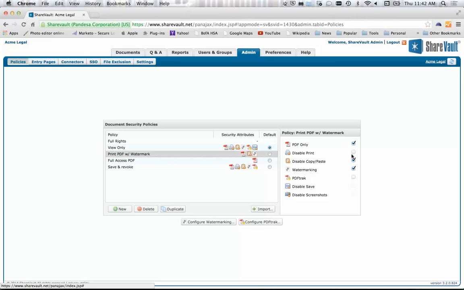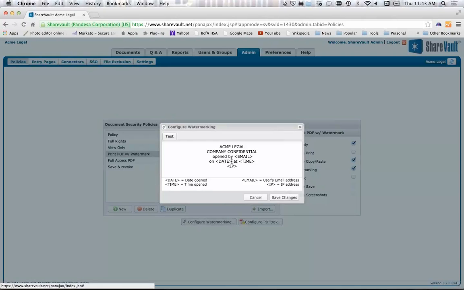To that end, ShareVault can keep documents in encrypted PDF. ShareVault can also prevent printing, saving, and copy-paste. There is a configurable and dynamic watermark on every page of every document.